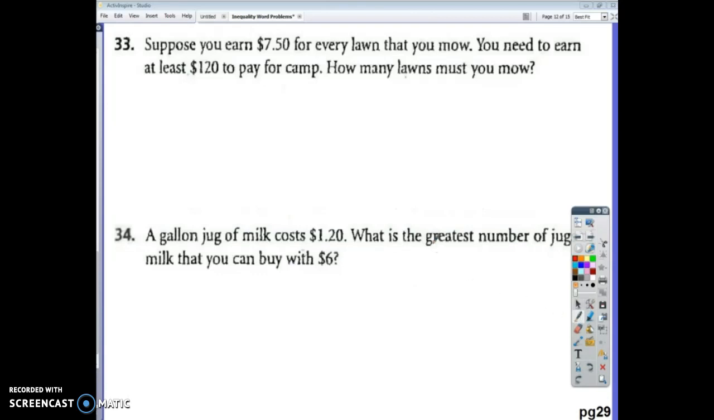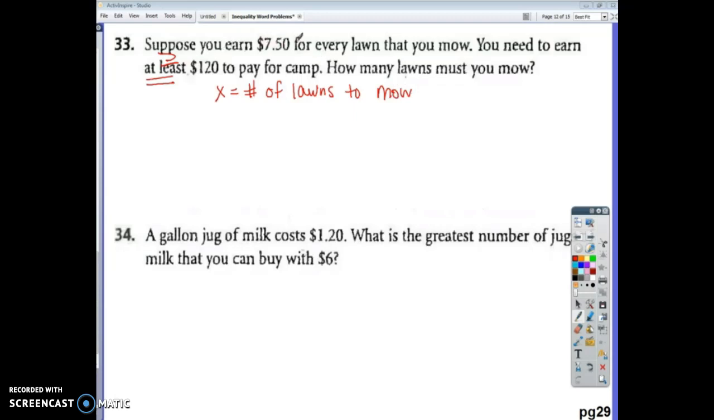Okay, suppose you earn $7.50 for every lawn that you mow. You need to earn at least $120 to pay for a camp. At least means that I have to get this amount or more. So that means greater than or equal to. How many lawns must you mow? So X represents number of lawns to mow.